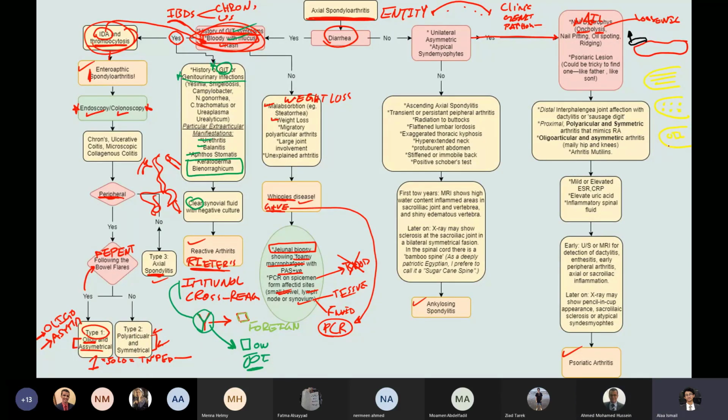This is the yellow. They have yellow and red spots and pigmentations. Another feature is psoriatic lesion.